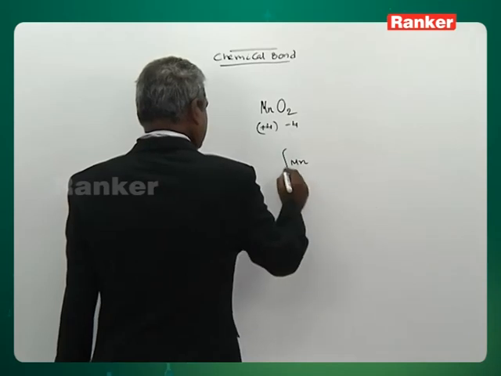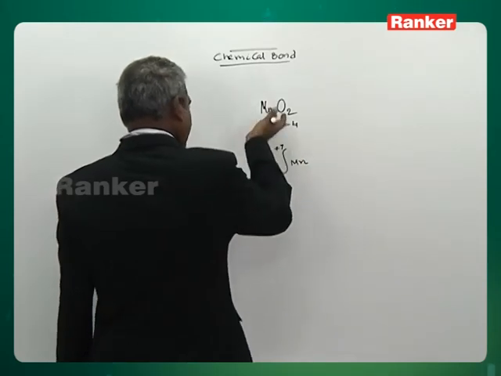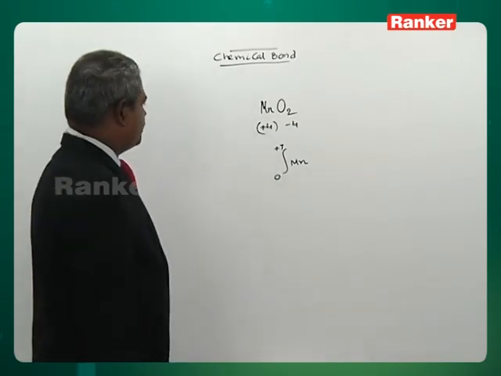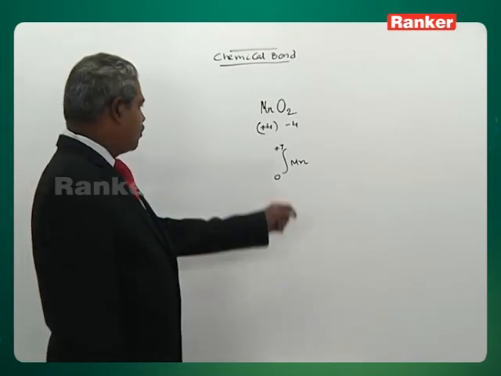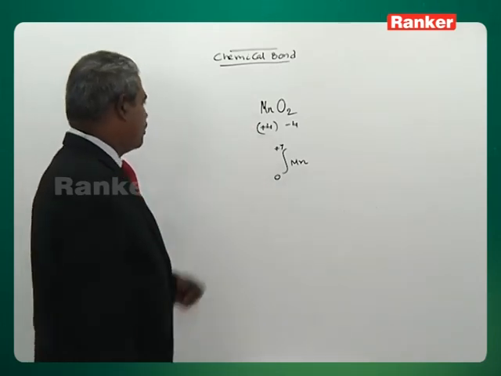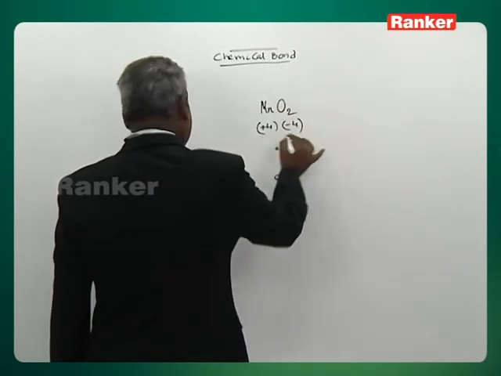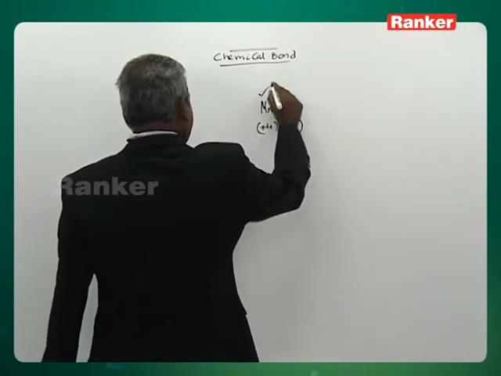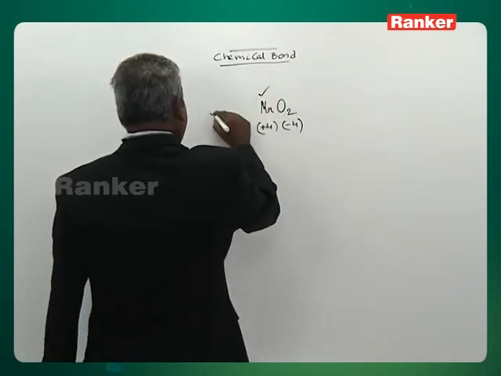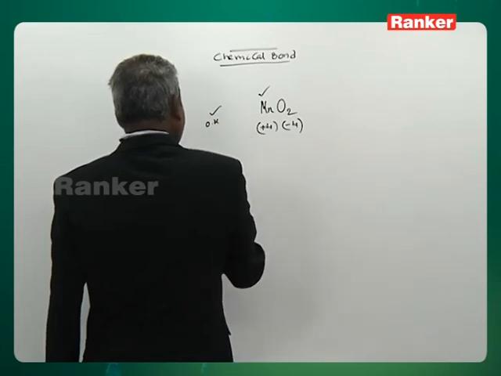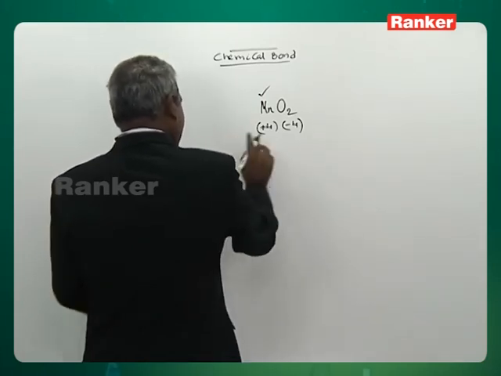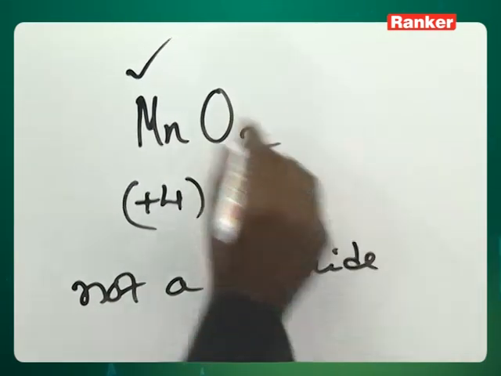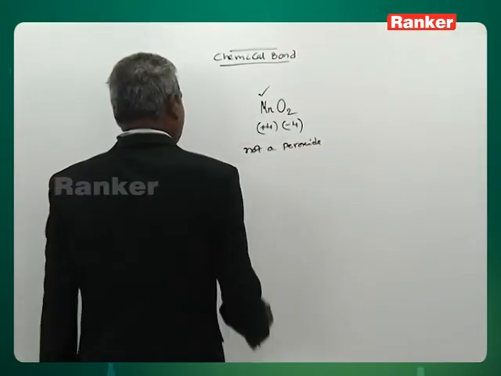Manganese says no problem for me. Why? Manganese belongs to the 7th group. Highest oxidation state is plus 7. Minimum, of course, for a metal, 0. From 0 to plus 7, manganese can take anything. Therefore, manganese plus 4, no problem. Therefore, giving minus 2 to oxygen here is not wrong. So it is an oxide. Here it is okay, a tick mark means okay for manganese. And this is not a peroxide, this is a normal dioxide.